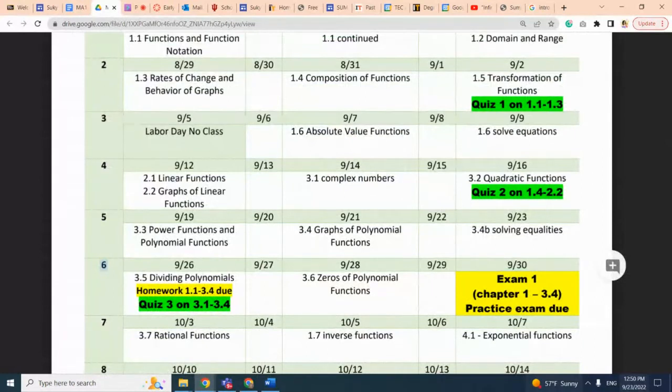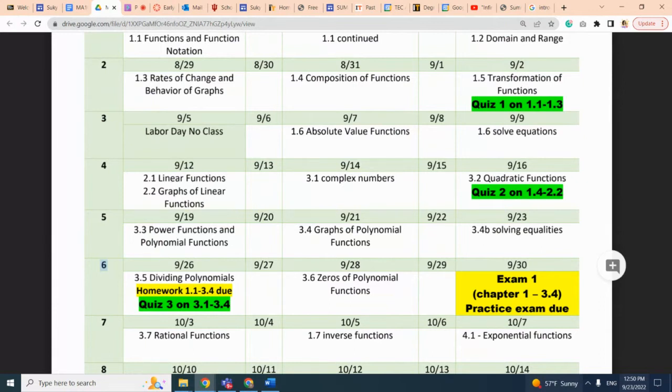Today we will talk about section 3.4, solving inequalities. Your exam is going to cover from 1.1 up to today's content, 3.4. Okay, everybody? And the exam is next Friday. The practice exam is due that day.